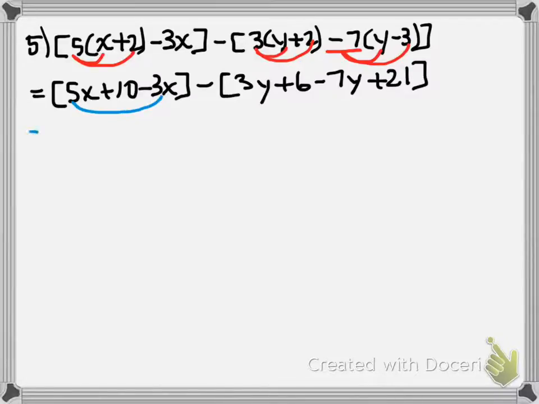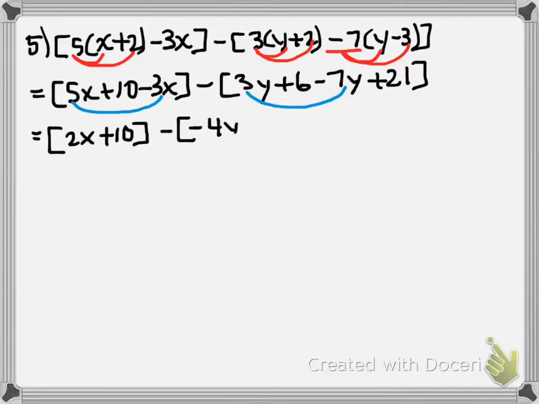Like terms, oops. So I have 5x, take away 3x is 2x, and then there's the plus 10, minus, and the brackets over here. Again, I've got like terms, 3y and negative 7y, so the signs are different. Bigger number is negative, so the answer is going to be negative, and I'm going to subtract, and 7 take away 3 is 4, and there comes the y. And then I also have constants. So I have a 6 plus a 21. So I'm going to add them together, and I get 27.